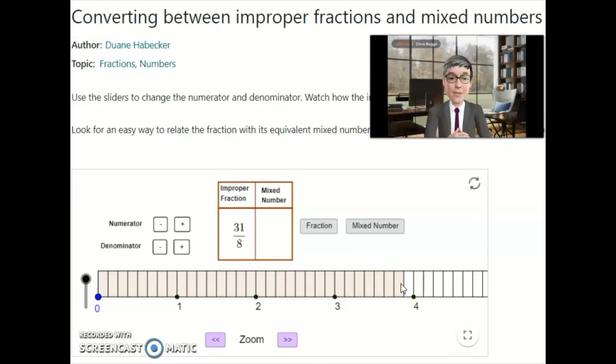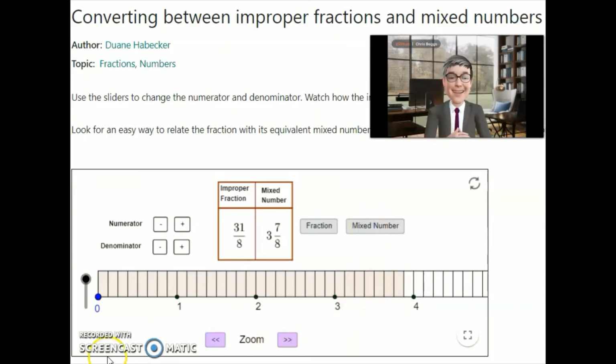If I was to divide 31 by 8, I would get 3 remainder 7. So it is 3 and 7 eighths. You can divide the top number by the bottom number any way you know, bus stop method, calculator, or whatever, and that would be a good thing.